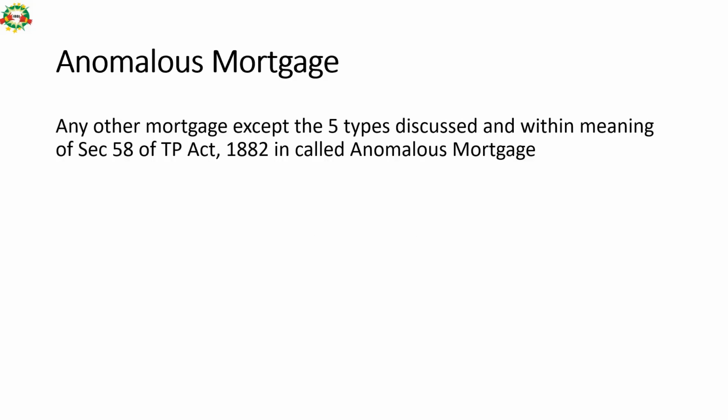Anomalous mortgage: any other mortgage except the above five types of mortgages, which are defined within the meaning of Section 58 of the TP Act, is called an anomalous mortgage.